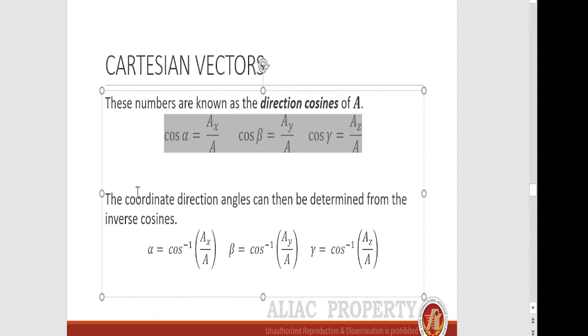The coordinate direction angles can then be determined from the inverse cosines as well. Just move the cos to the right-hand side. So alpha equals cos inverse of Ax over A. Beta equals cos inverse of Ay over A. Gamma equals cos inverse of Az over A. Simple as that.